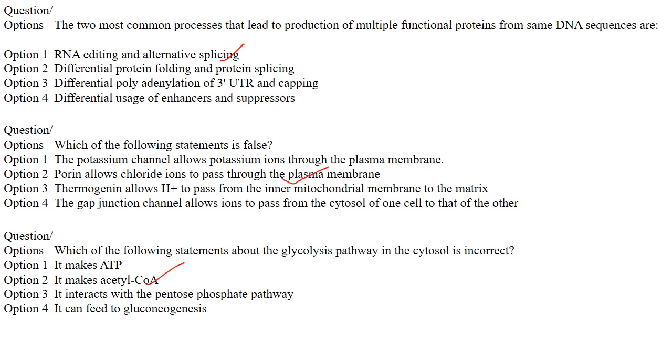Then the next one. Which of the following statements about the glycolysis pathway in the cytosol is incorrect? It makes ATP. Yes. It makes acetyl-CoA. It doesn't make acetyl-CoA. The glycolysis pathway doesn't make acetyl-CoA. So the answer is option 2.